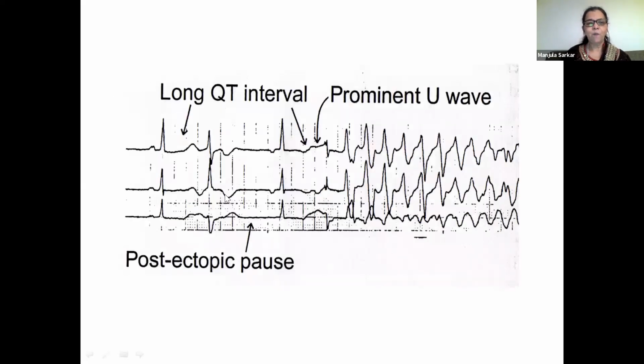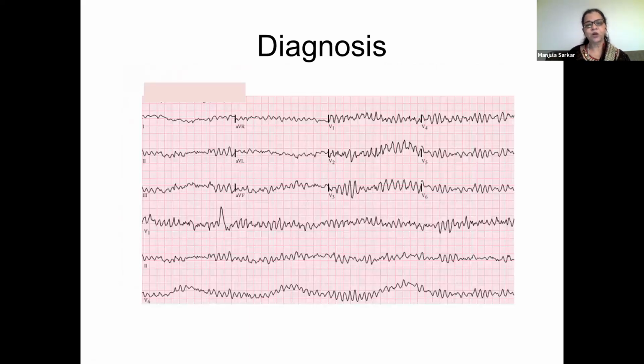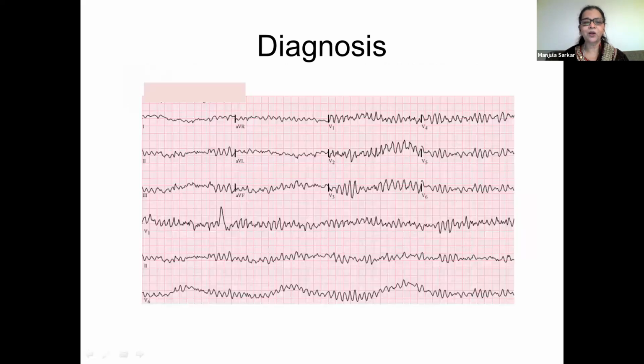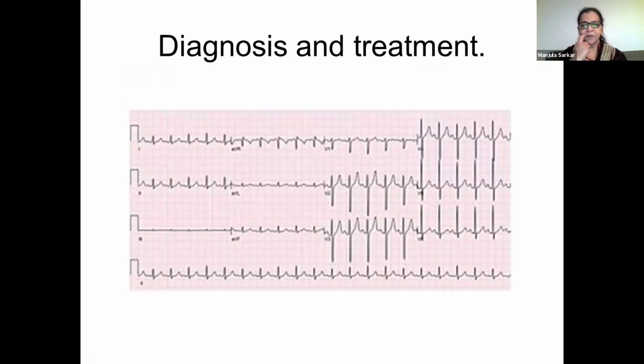Now, this is long QT interval, prominent U wave. Prominent U wave is a sign of hypokalemia. Very good. Torsades pointes. Now, this strip is telling you what? Polymorphic VT. This is ventricular fibrillation because there is no clear-cut complex. So, a sine wave pattern. What is the treatment of ventricular fibrillation? Defibrillation.